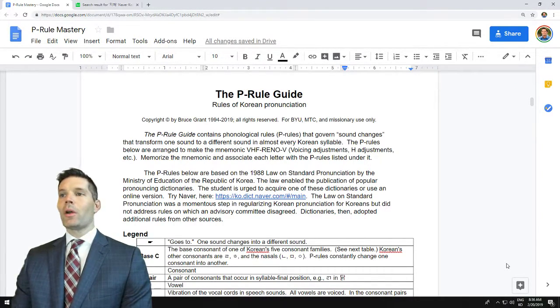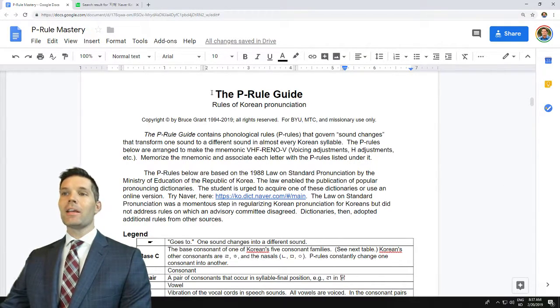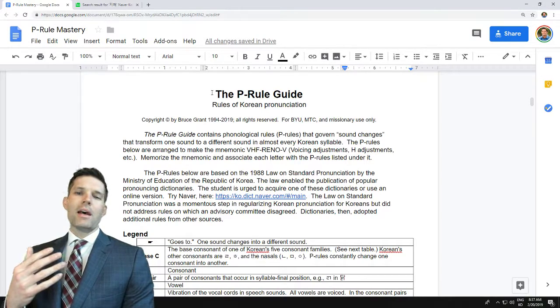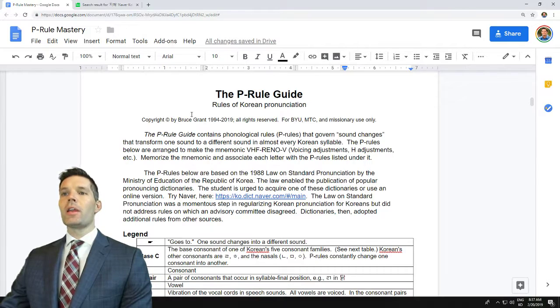We're going to be going over the P-Rule Guide now, which is basically the whole meat of everything that has to do with Korean pronunciation. This was created originally by Bruce Grant. I think it's in 1994.